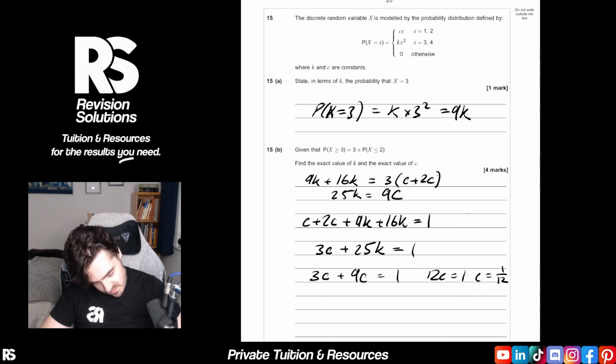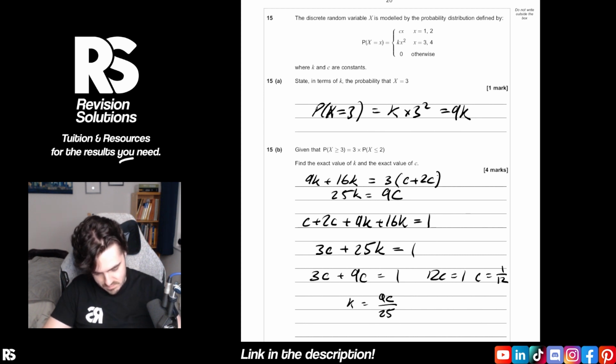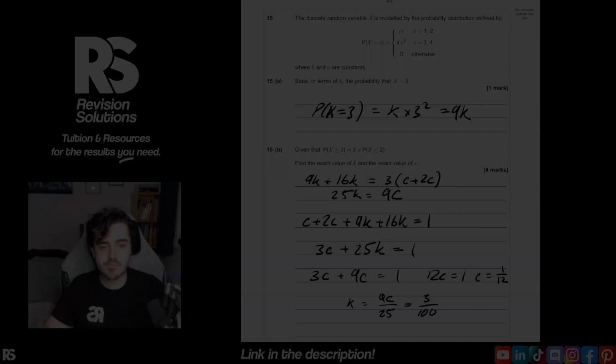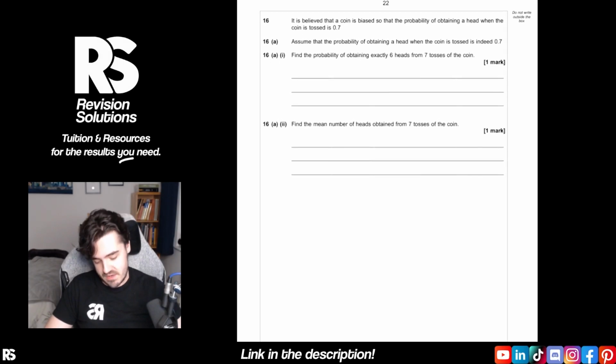And if we go back and use this to find k, so k would be 9c over 25. So dividing that by 25, it would be 1 over 12 times 9 over 25, which would give us 3 over 100 for k.